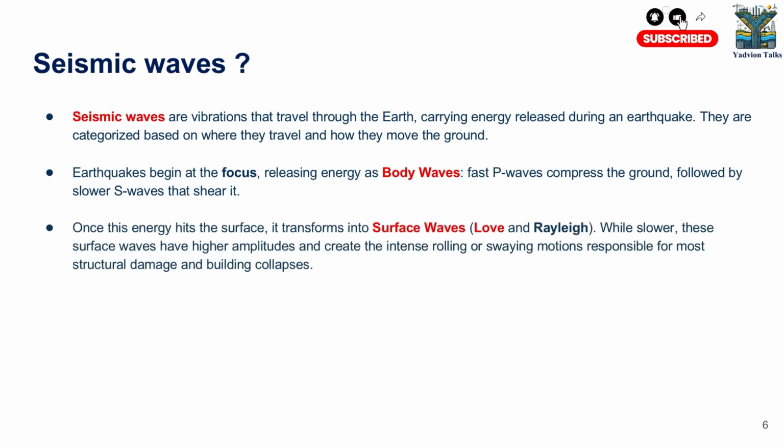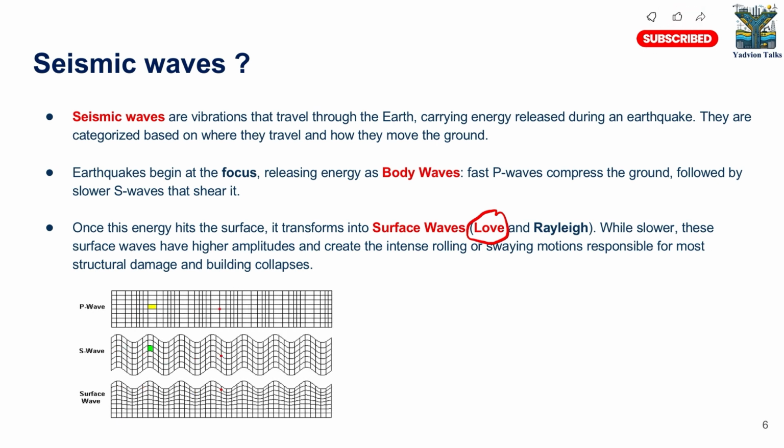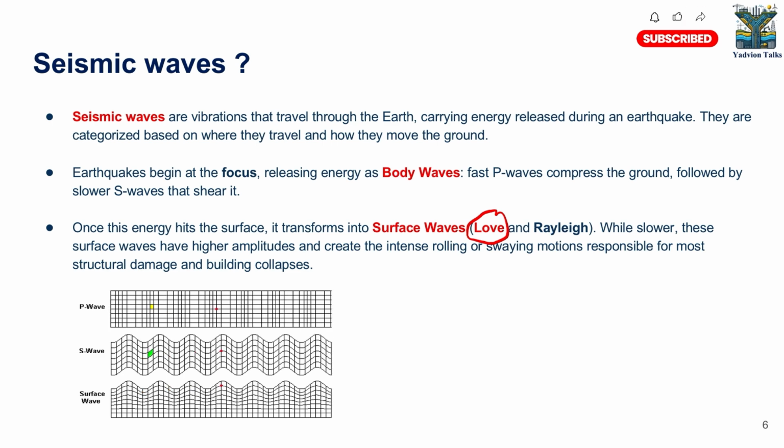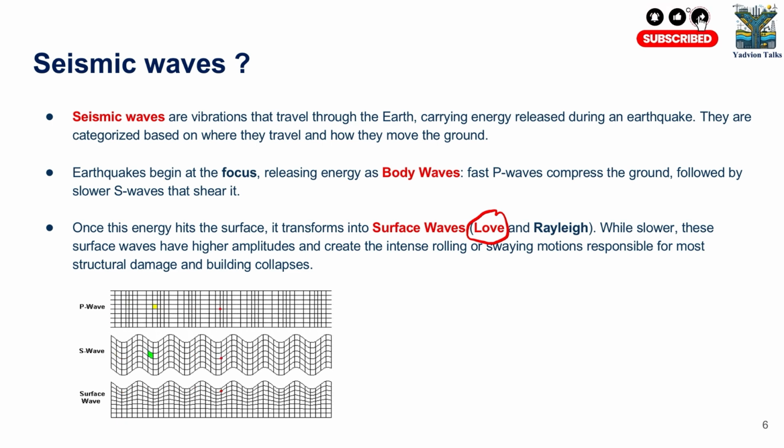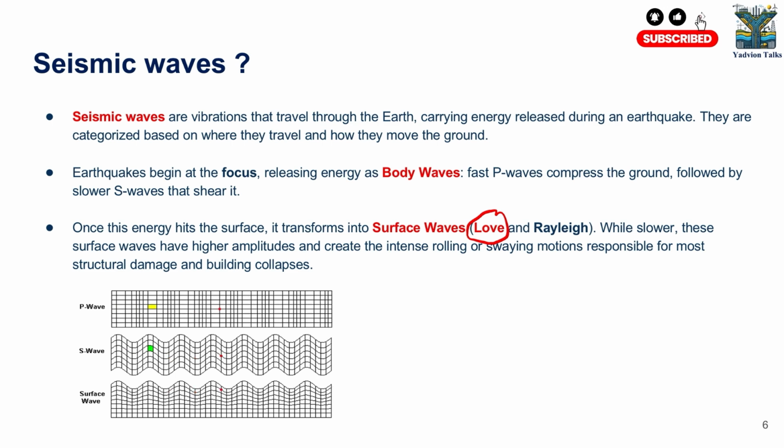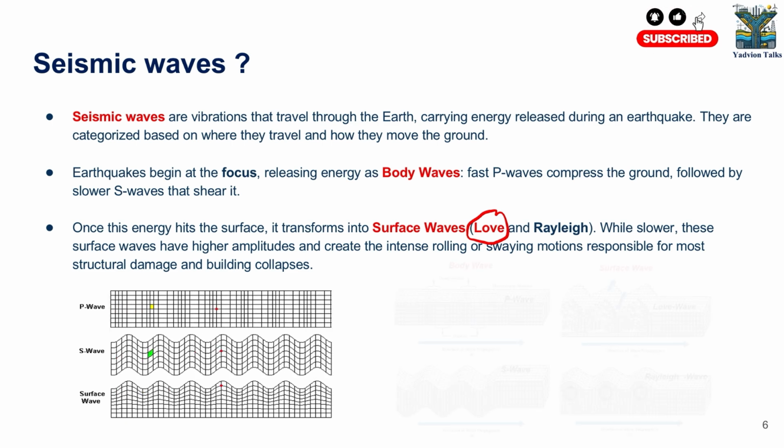The earthquake begins at the focus and releases energy as body waves. It comprises two waves: the fast P wave, which is called the compressional wave, followed by the slower S wave, which is the shear wave. Once this energy hits the surface, it transforms into surface waves, that is, the Love wave and the Rayleigh wave, where the Love wave is the very dangerous one. While slower, the surface wave has higher amplitude and creates an intense rolling and swaying motion, responsible for most of the structural damage, and the buildings collapse.